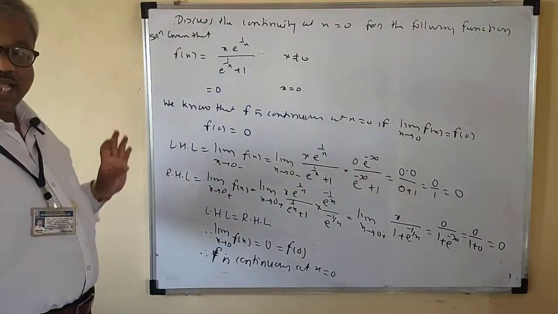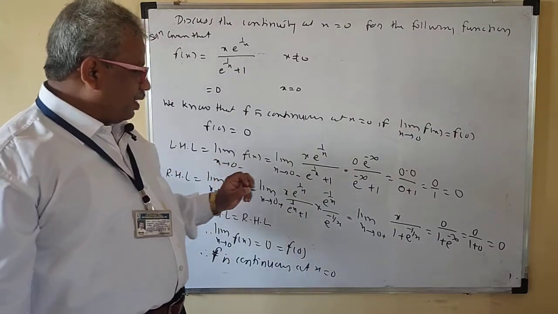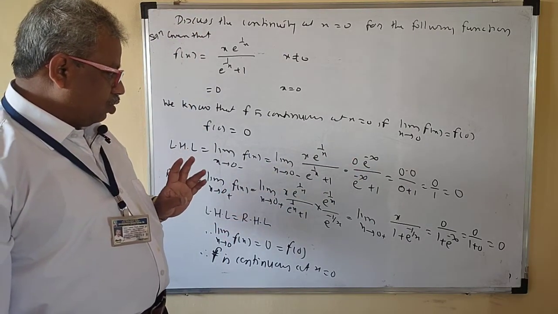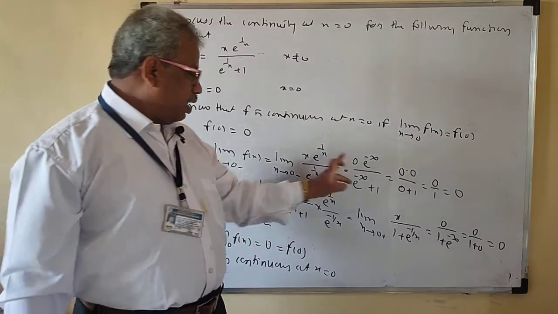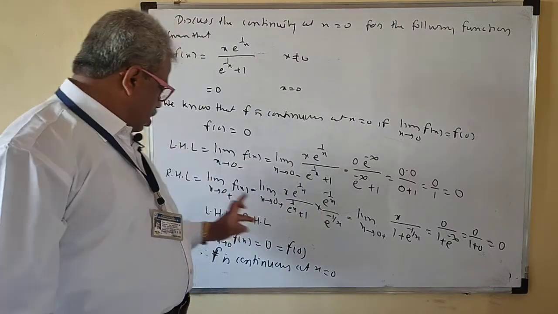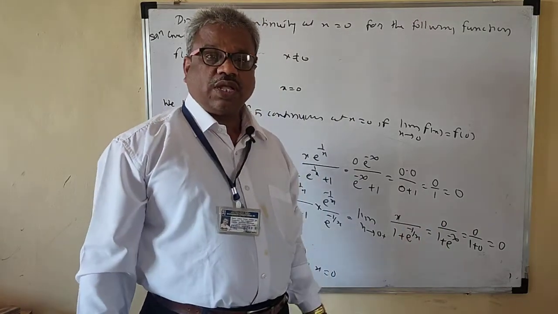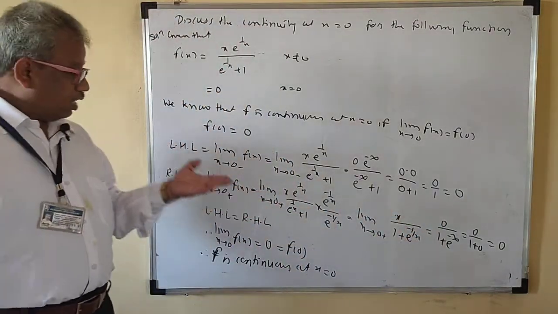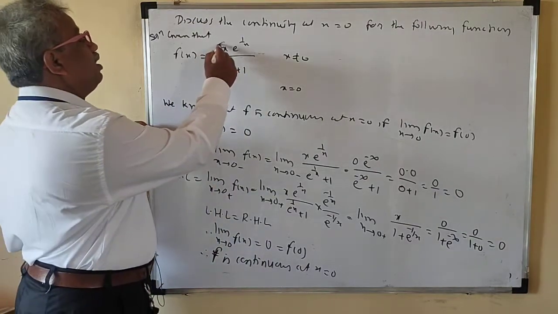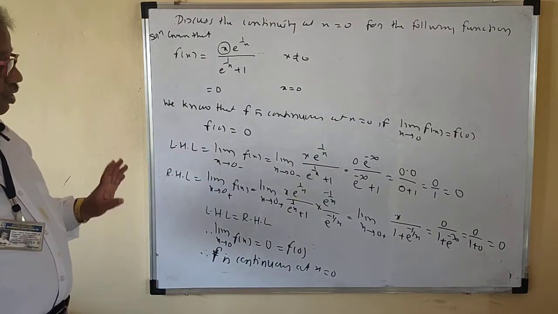Note that if x is not there, then what happened then? The left hand limit is 0 if x is not there. And what about the right hand limit? If x is not there, then this will be 1 upon 1. So right hand limit will be 1, left hand limit will be 0. So that means if x is not there, then the function is not continuous at x is equal to 0.